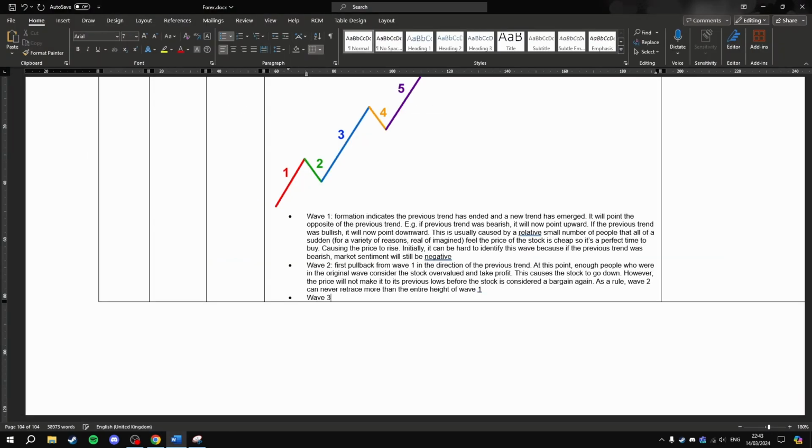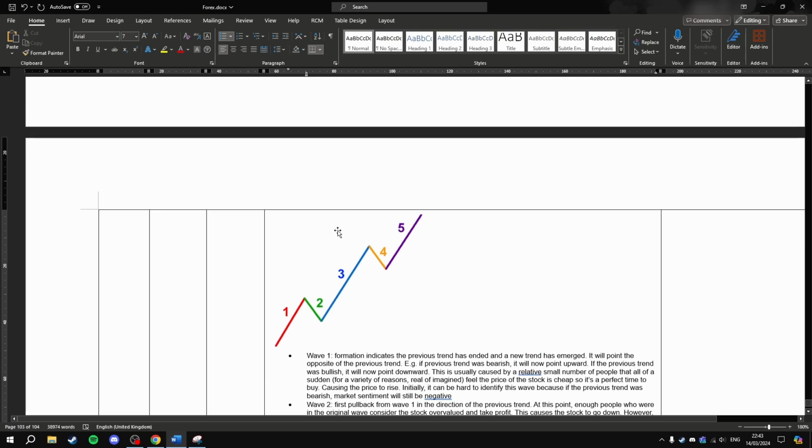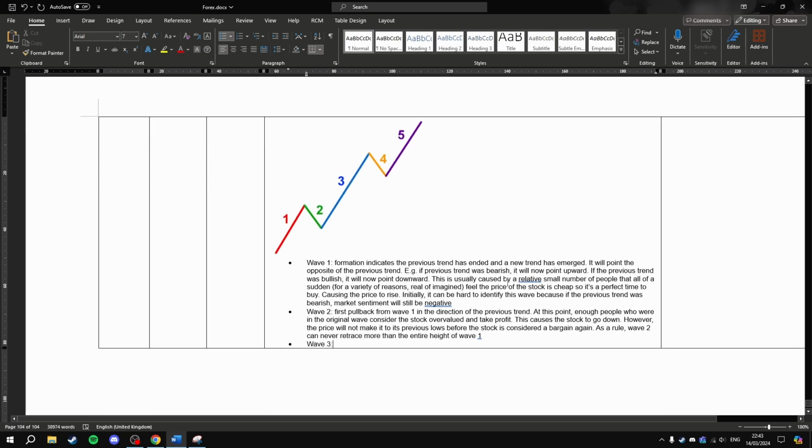So if it does retrace more, then this Elliott wave thing doesn't apply to the trend, I guess, maybe.